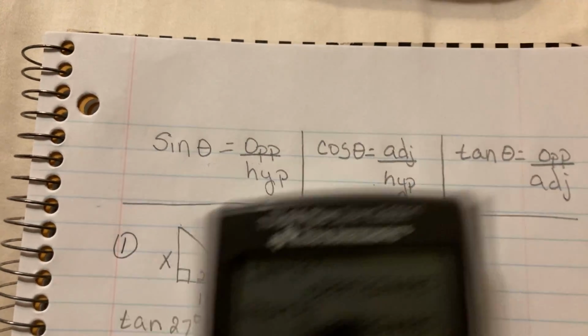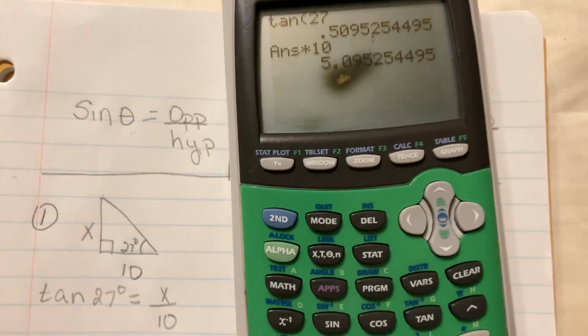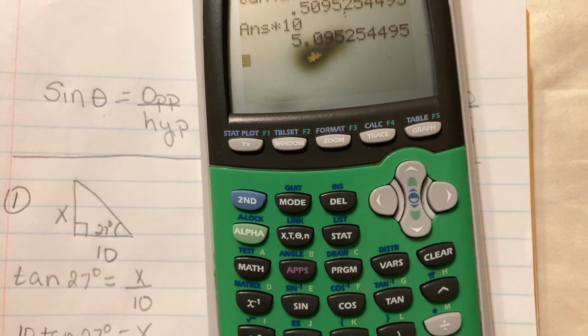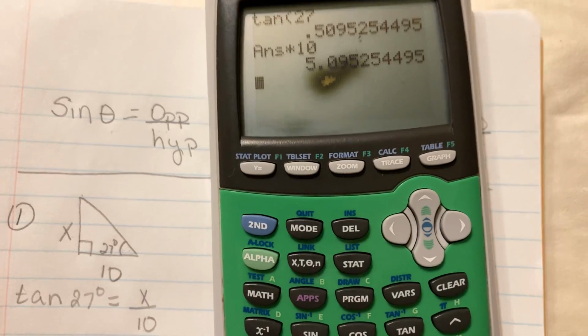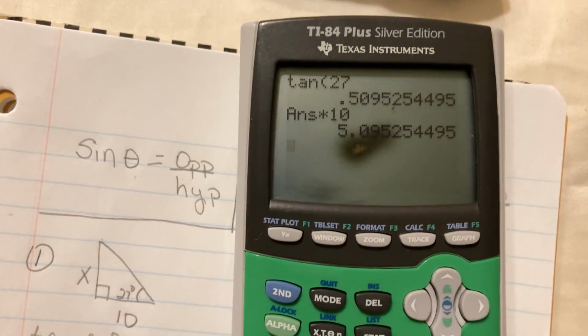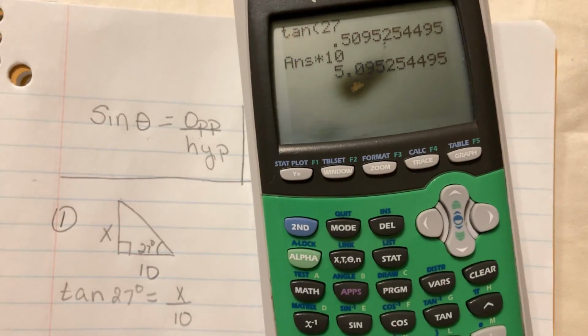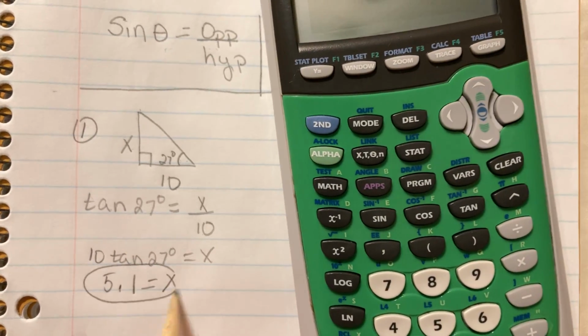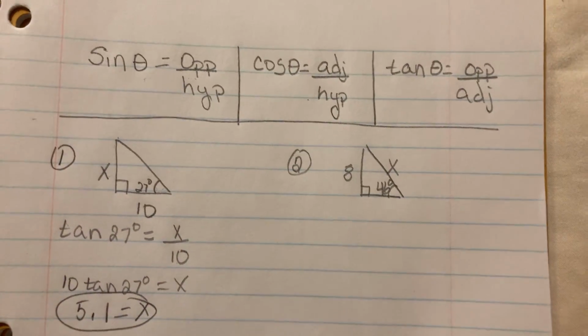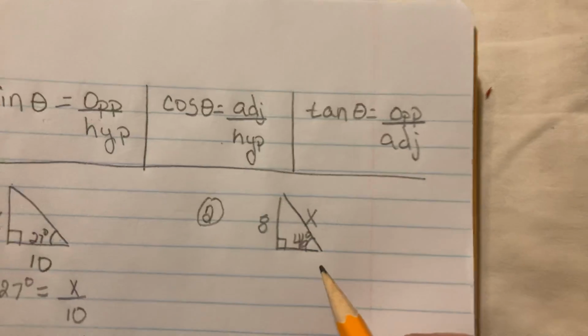And that's going to give me 5.1. I know it's kind of hard to tell right there, but I can see it on mine. So 5.1 equals x. That's all there is to it. All right, let's see what these people gave us.